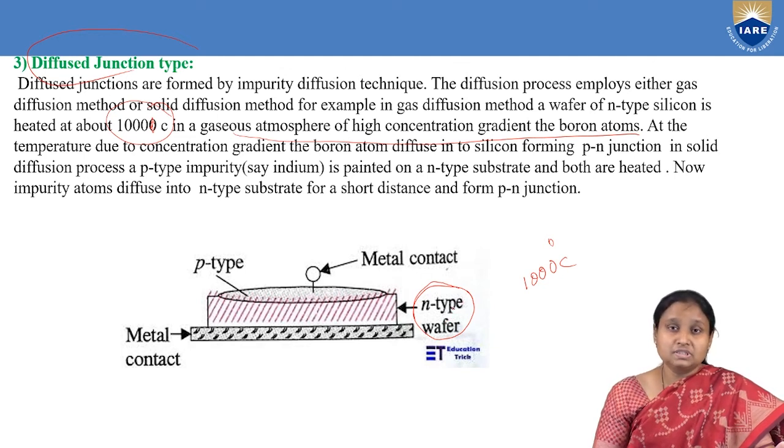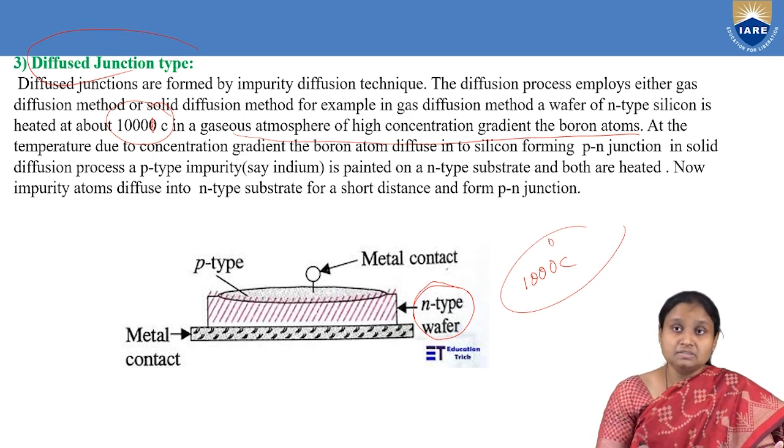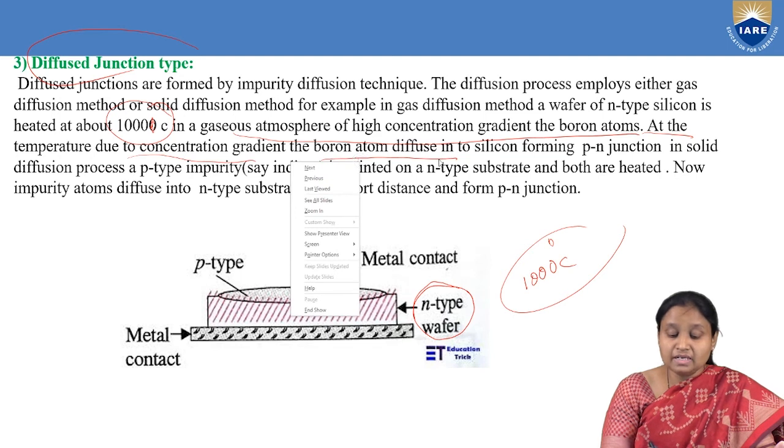And this whole process is done at very high temperature, like a hot atmosphere. And what is the temperature of that hot atmosphere? It is maintained at 1000 degrees Celsius. Then what you will observe here is, because we are at very high temperature, the boron atoms will start diffusing, and these boron atoms are in the state of gas. So these boron atoms diffuse into the silicon.